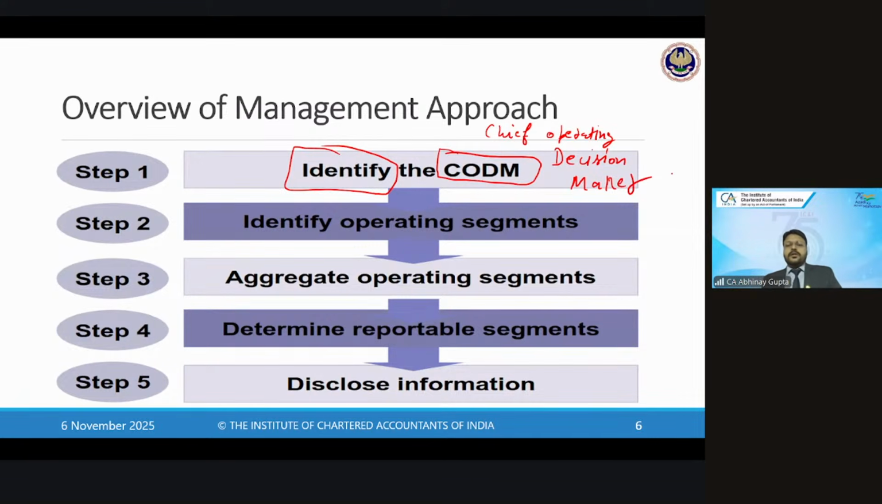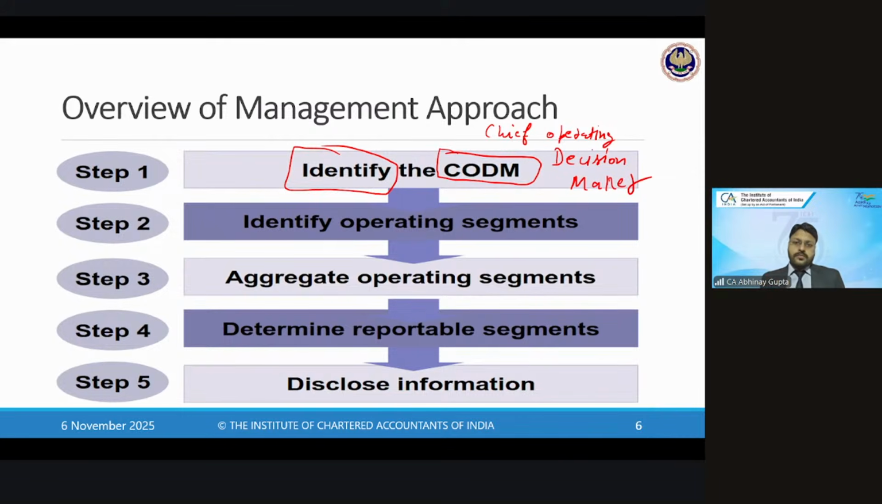Correct. Now, what do you think? Who is the CODM in a company in general? Any guesses? Who is the person? Who is the chief decision maker in the company? Who reviews those matters and to whom is it reported? Performance reporting. Okay. Yes.